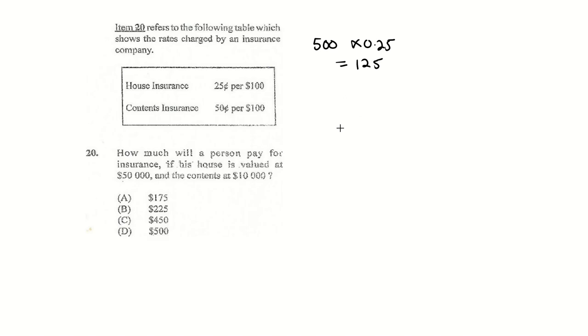Right? Then this one, how many hundreds are there in 10,000? We know that there are 100 hundreds in 10,000. So 100 multiplied by 0.50, which would be $50. You add these two up and you're gonna get 175. So the insurance, how much would the person have to pay? 175. And that is the end of January 2019.